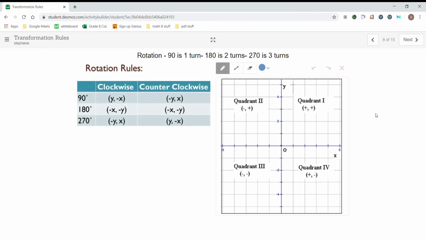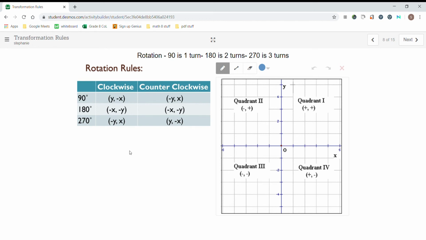All right, we're going to look at rotations now. This is where it gets a little trickier. So rotation of 90 is 1 turn, rotation of 180 is 2 turns, rotation of 270 is 3 turns. Over here are the rotation rules.